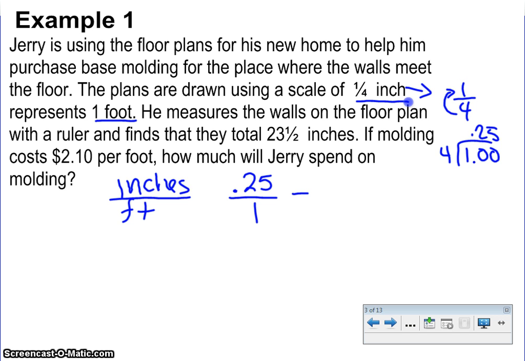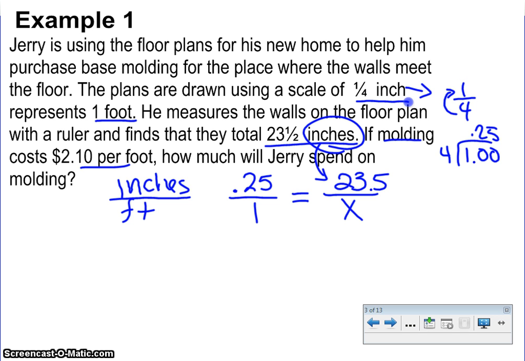It says he measures the walls on the floor plan with a ruler and he finds that they total 23.5 inches. Well, again, I know I'm doing inches over feet, so when it gives me inches, it's going to go right here on the top. Again, instead of 23.5, a half is represented by 0.5. And then it says, if the molding costs $2.10, how much will it cost for the molding?